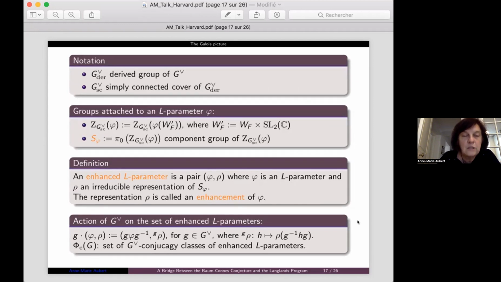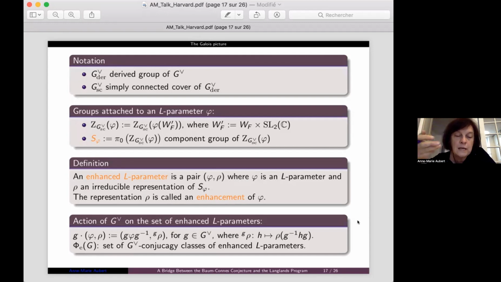And it's necessary to understand the fibers, so the internal structure of the L-packet, and the way to do this is by using the notion of enhanced L-parameter. So you will enhance the parameter phi by what? By a certain representation rho of a certain finite group. And this finite group is very easy to see. You just consider the simply connected cover of the derived group of G-check. And then you consider the centralizer in this simply connected cover of the image of the parameter, the whole image. This group is a reductive complex group, but not necessarily connected. So you will consider its component group, the quotient of the group by its identity component. This gives you a small finite group, and you will consider the irreducible representations of that group.